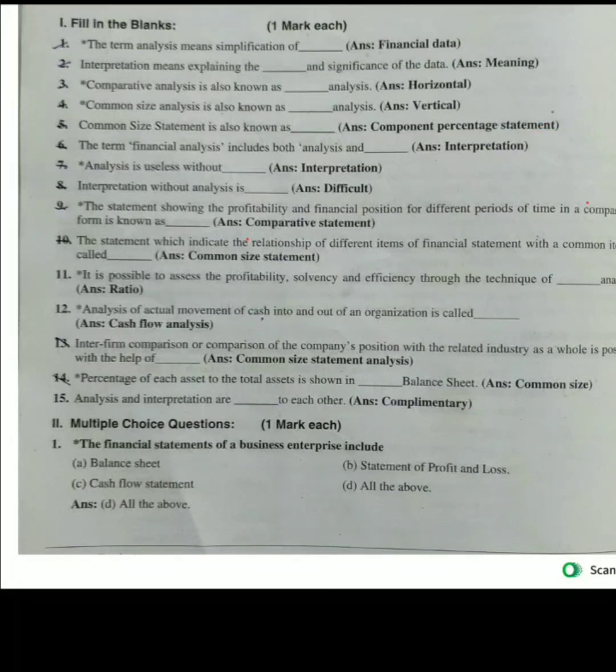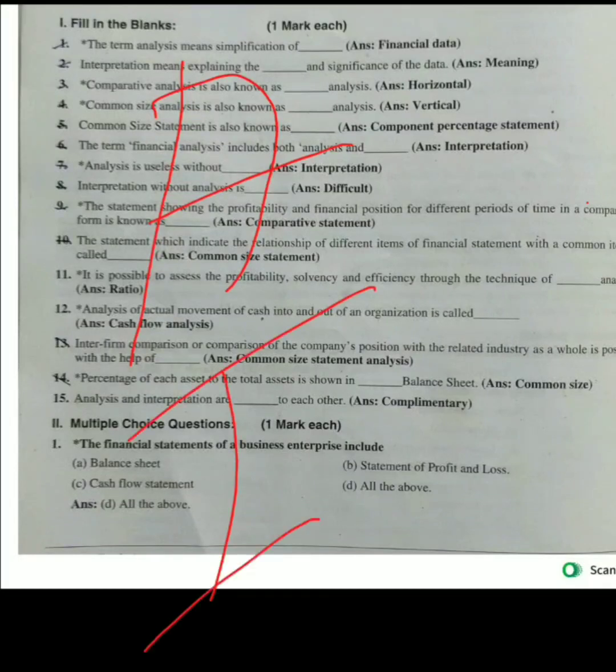The next question: the term financial analysis includes both analysis and interpretation. Financial analysis has two main activities or processes, and these two processes are interrelated to each other. First one is the analysis, financial analysis. Second one is interpretation. First analysis happens, then the analysis result is interpreted. Okay.